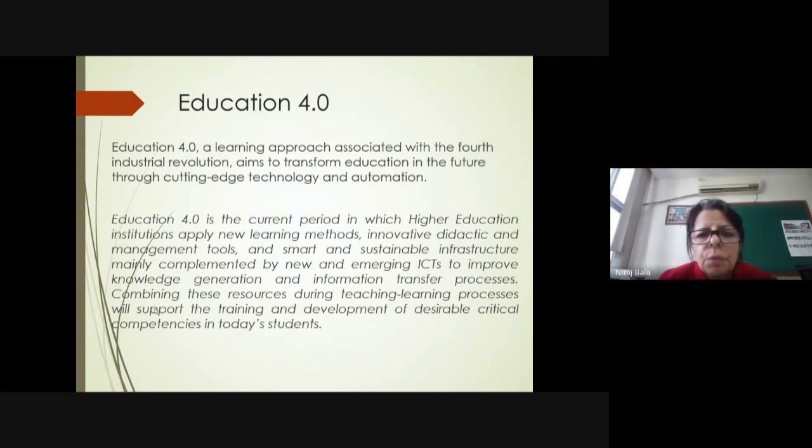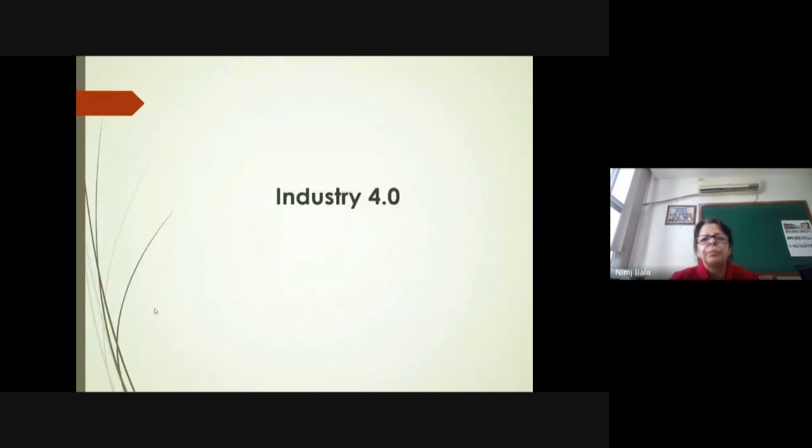So, what is Education 4.0? Today's education is given the name of Education 4.0. In the coming slides, we will also go through what was Education 1.0, 2.0, 3.0. So, today we are in the era of 4.0. In this session, we will try to understand the various strategies or the various components of Education 4.0.